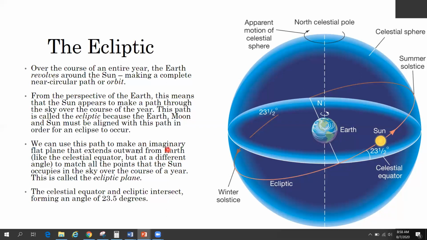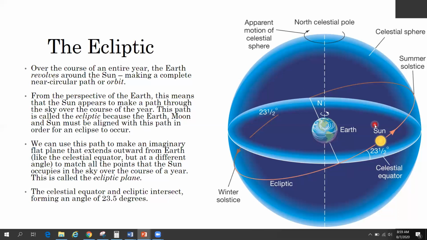All right, so we can use this path to make an imaginary flat plane that extends outward from Earth, like the celestial equator, but at a different angle, to match all the points that the sun occupies in the sky over the course of a year. Again, we said this is called the ecliptic plane. Now, I mentioned a different angle. It's actually a specific angle. The celestial equator and the ecliptic do intersect at 2 points. And because of that intersection, they form an angle between each other of 23.5 degrees. You can see that marked here on the image.